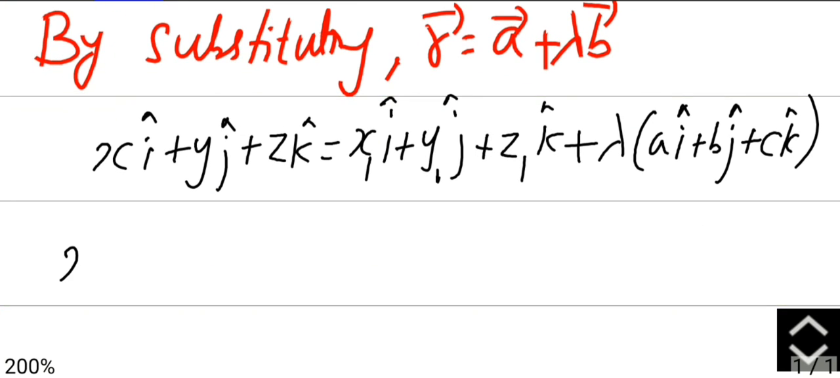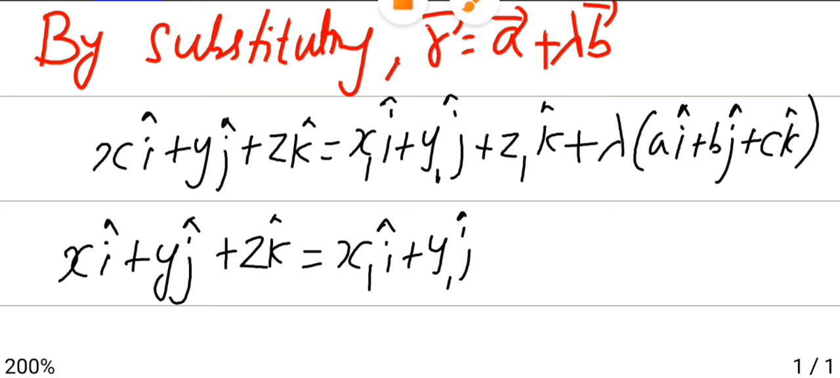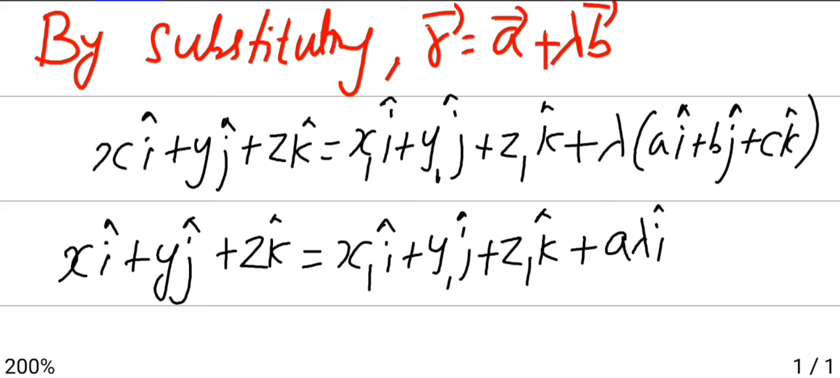Now x i cap plus y j cap plus z k cap equals x1 i cap plus y1 j cap plus z1 k cap, then removing the brackets, it will become a lambda i plus b lambda j plus c lambda k.